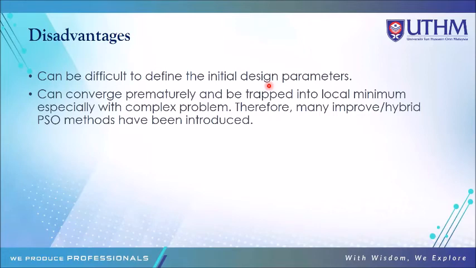It can also converge prematurely, which means we try to find a global solution, but in some cases, especially in complex optimization problems, it converges or gets trapped in a local solution. We call it premature convergence. So it is trapped at a local solution, especially with complex problems.